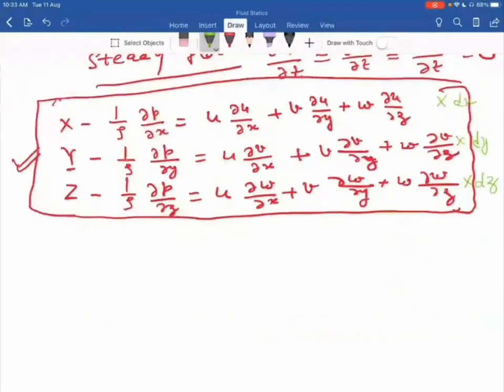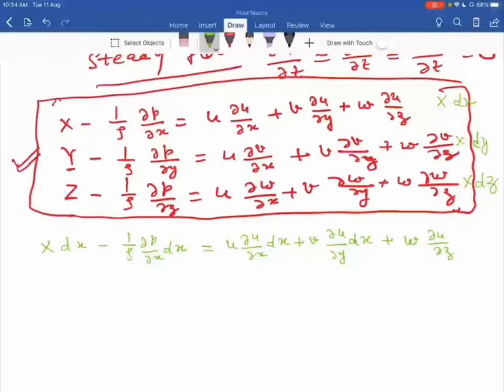ठीक है, और वो थ्री इक्वेशंस आपके पास क्या आएंगी, X dx minus 1 by rho ∂p/∂x dx. ठीक है, अब मैं सिर्फ x वाली ही पार्ट लिखूंगा, u ∂u/∂x dx plus v ∂u/∂y dx plus w ∂u/∂z dx. तो अब यहाँ पे क्या हो गया हमारे पास, each term represents some energy per unit mass. ठीक है, force or energy per unit mass.